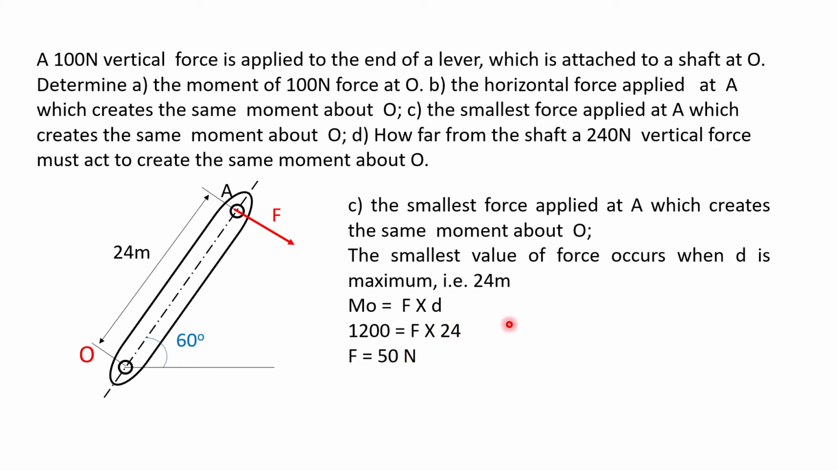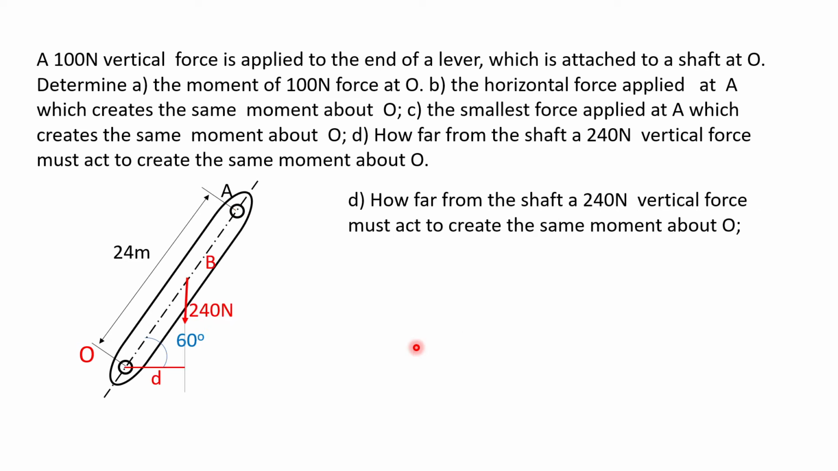Again, I am repeating this: the smallest value of force will occur when d is maximum, and in this case the maximum d is the highest length of the link, or sorry, lever, that is 24 meter. So if we replace the values, the only unknown will be F, and we can get that particular smallest value of force.